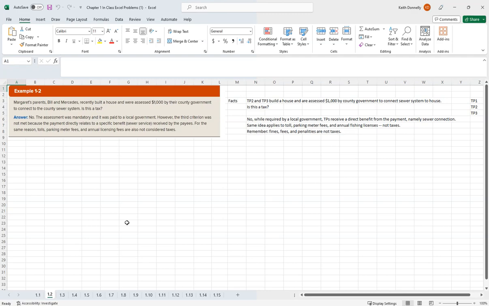Likewise, things you need to be aware of: fines, fees, penalties. These are not taxes, right? So you get a speeding ticket, that's not a tax. Continuing.